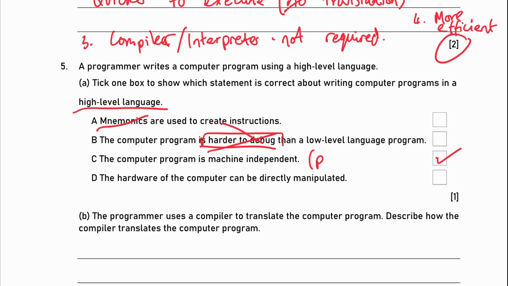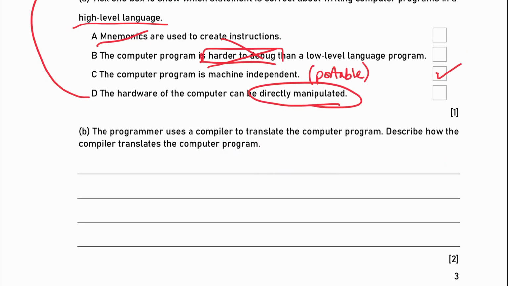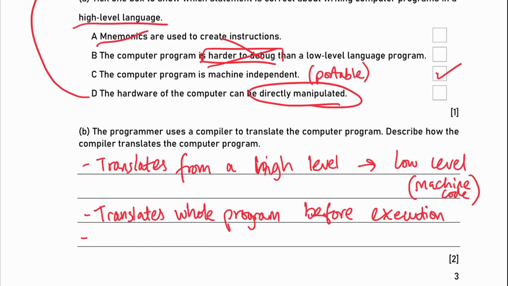They are what we call portable, which means the last one is false, so the hardware of the computer can be directly manipulated. This goes back to a low-level language, which we've just seen. The programmer uses a compiler to translate the program. Describe how the compiler translates the computer program. Well, first and foremost, it translates from a high-level language, that says high, so it translates from a high-level language into a low-level or machine code, you want to be specific. A compiler translates all the code, so translates the whole program before execution, which means it creates an executable file. So this is a very important keyword when it comes to a compiler.